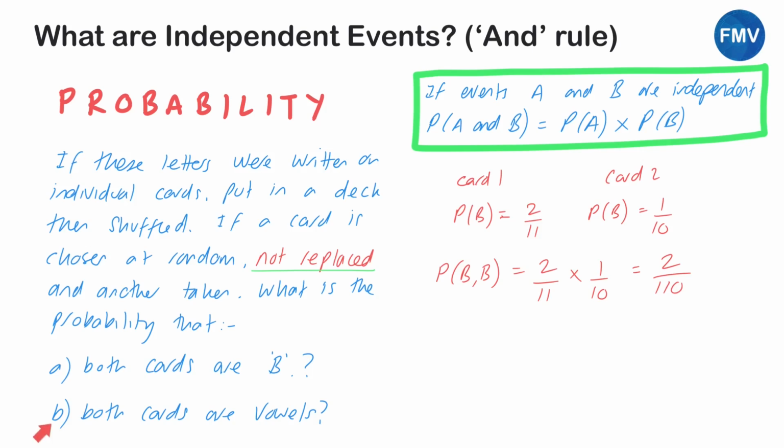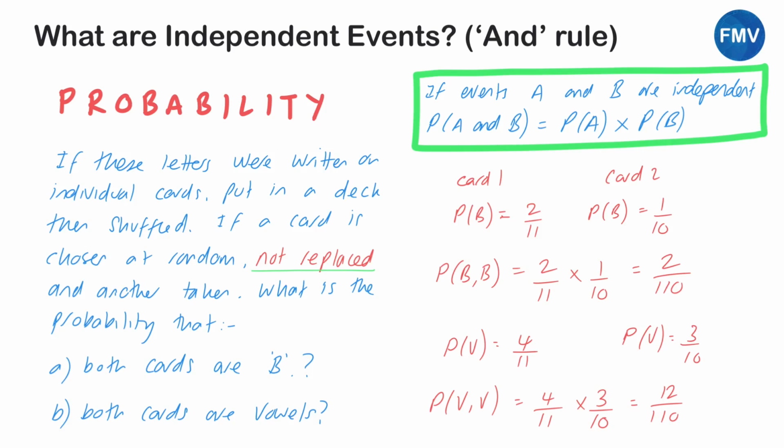Right, so now we're going to look at question B. Both cards are vowels. Now, if you remember, there are 1, 2, 3, 4 vowels in the word probability. So if we pick the first card, the chance of getting a vowel is 4 out of 11. And therefore, if we've taken one out, for the second card, the chance of getting a vowel is now 3 out of 10. So therefore, the chance of getting a vowel followed by a vowel is now 4 out of 11 multiplied by 3 out of 10, and that is 12 out of 110. And that can be simplified.